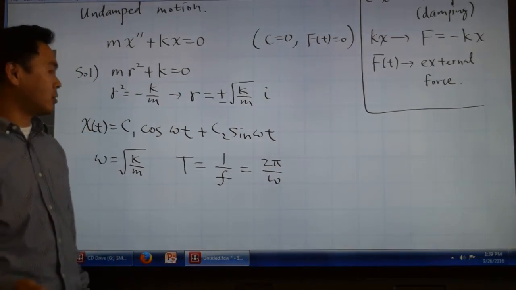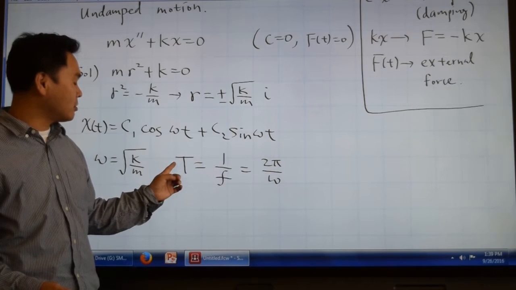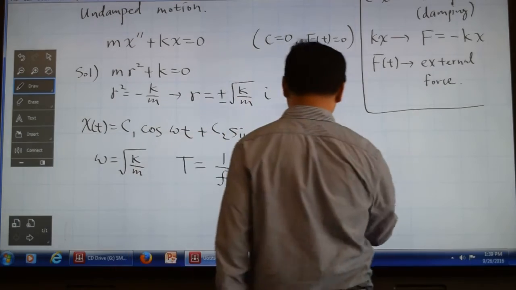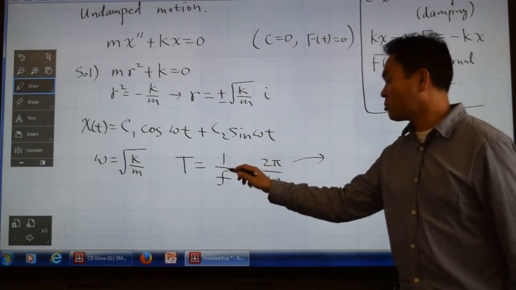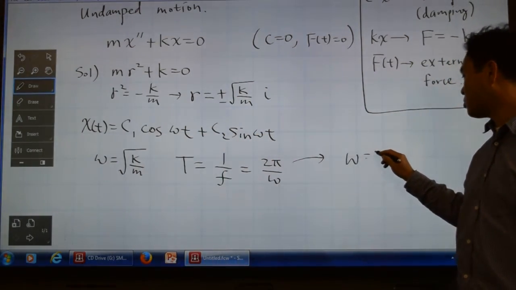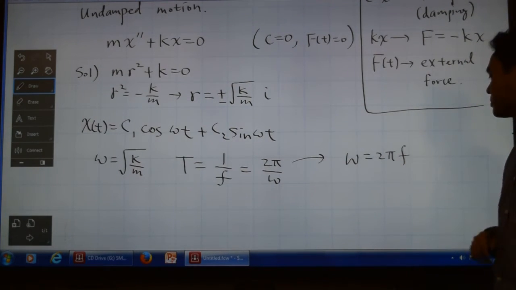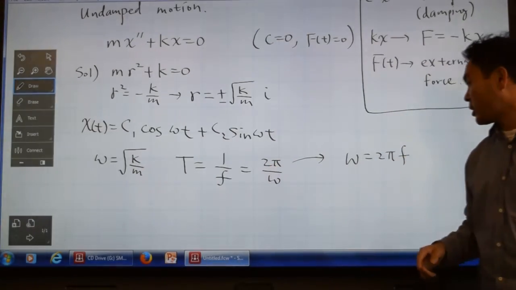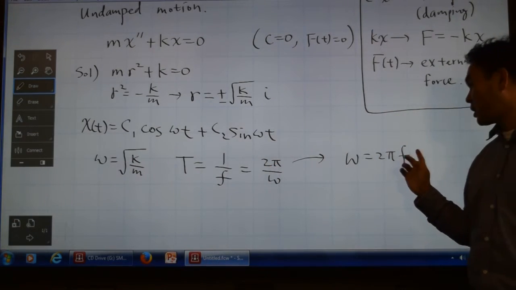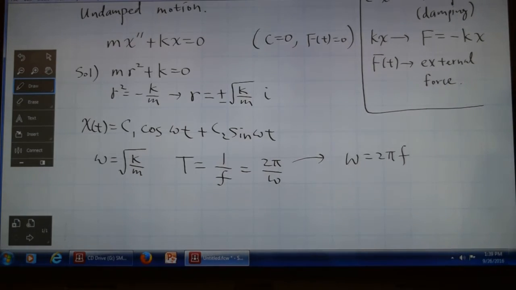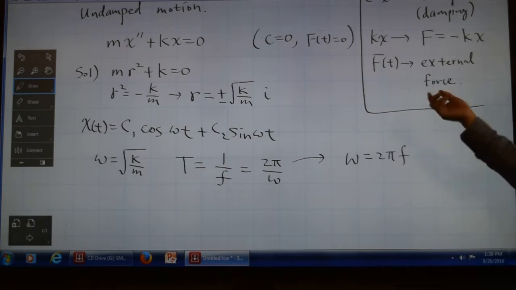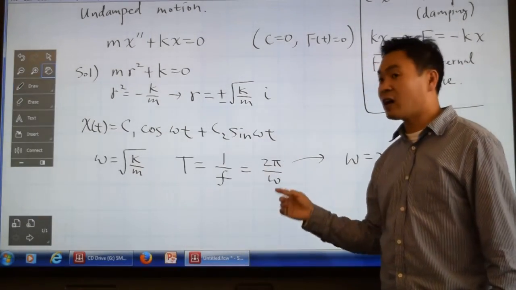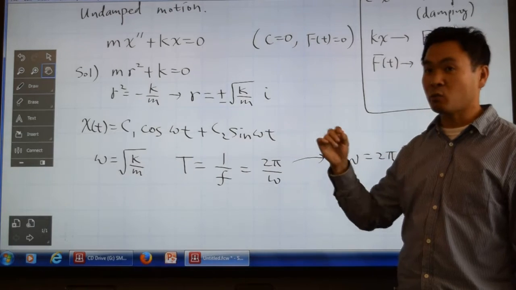and also because the period is 1 over frequency, if you just do cross multiplication, you get omega equals 2 pi f. So you can either use T equals 2 pi over omega or omega equals 2 pi f to figure out the frequency and the period of this swinging motion. In other words, with this much time, it will complete one entire period.